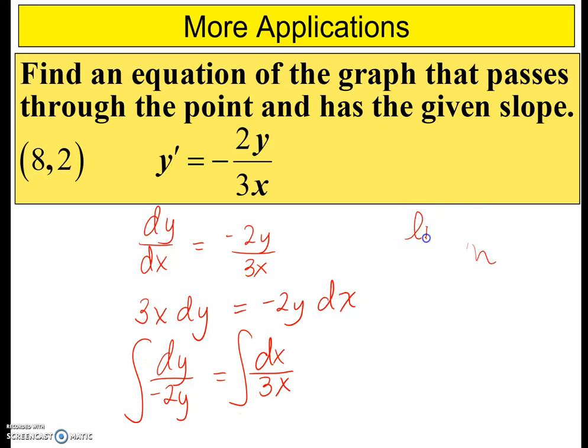And so we have the natural log, actually, let's go ahead and put this negative 1/2 in front. So we've got negative 1/2 the natural log of the absolute value of y equals 1/3 the natural log of x plus c. And bringing these back up as exponents.